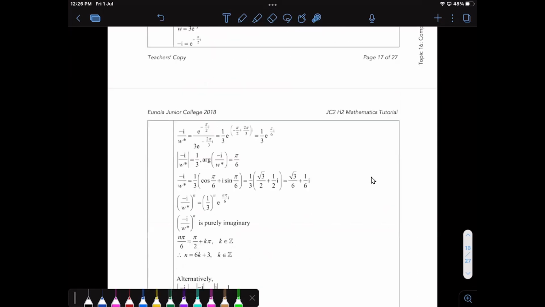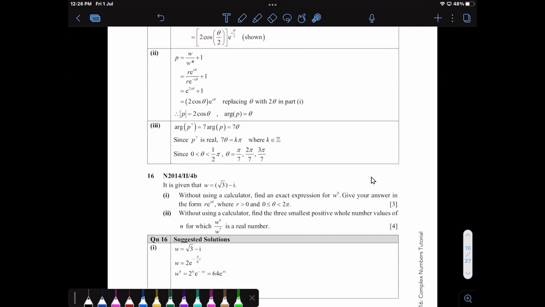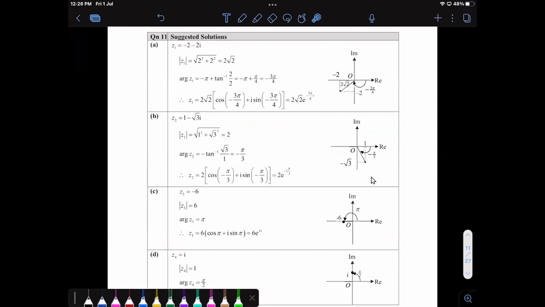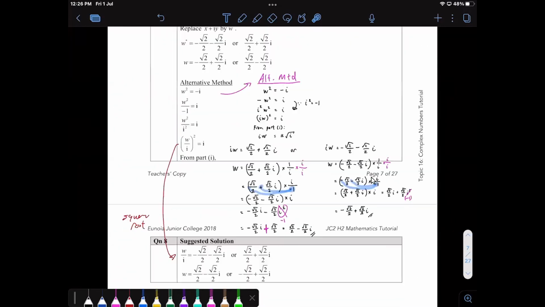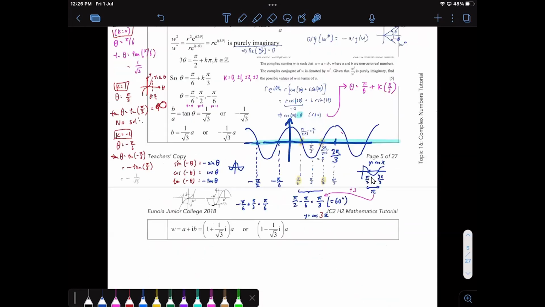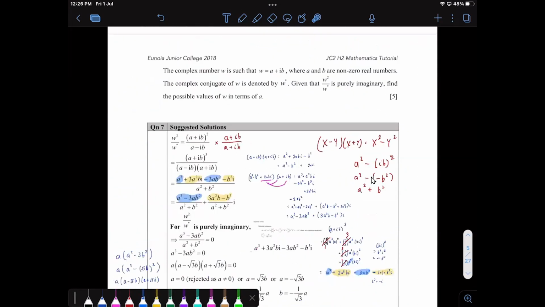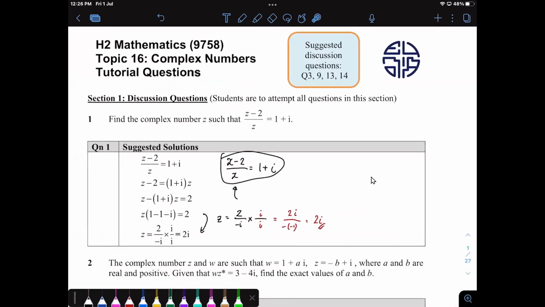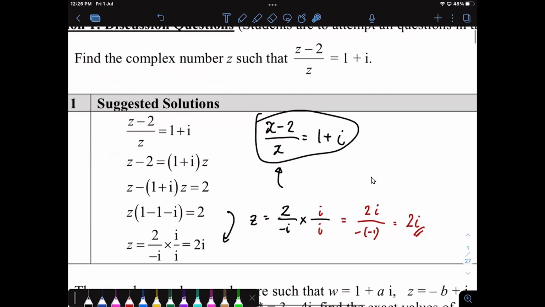Just to recap on some of the important points that we learned today. Don't just always substitute z with x plus iy. Like for example, from the very first question, you substitute z with x plus iy, you're slowing yourself down already. Sometimes you can just solve for z directly like this, make z the subject.